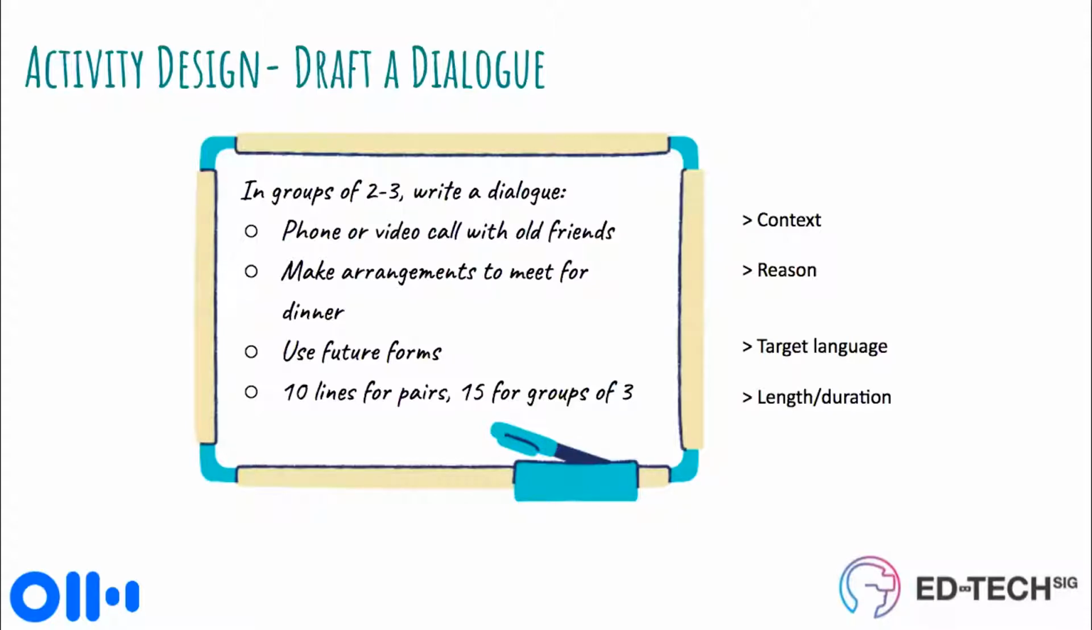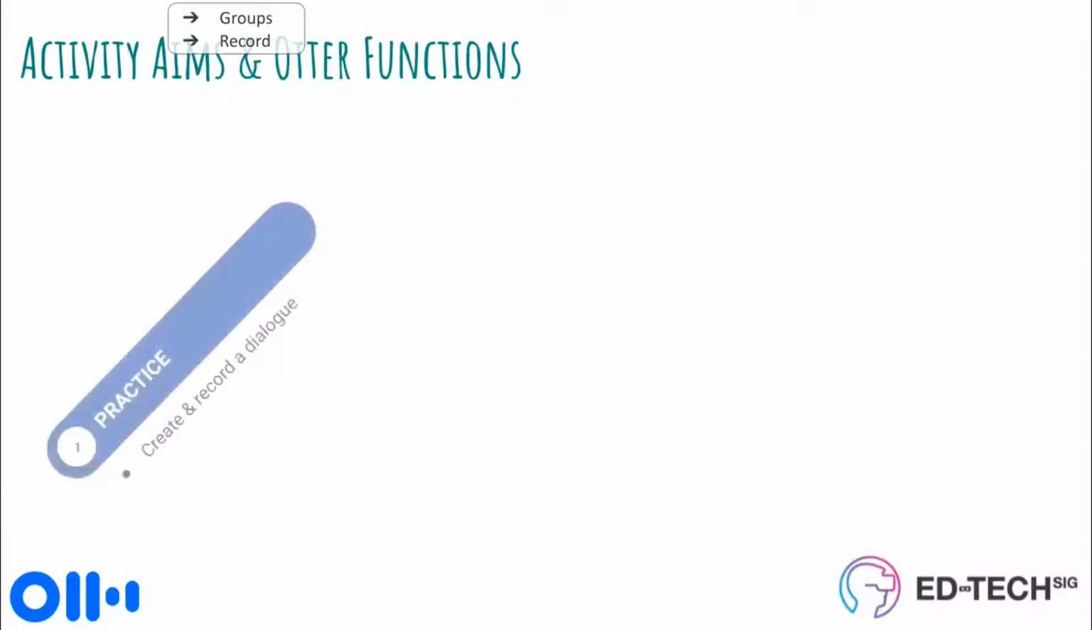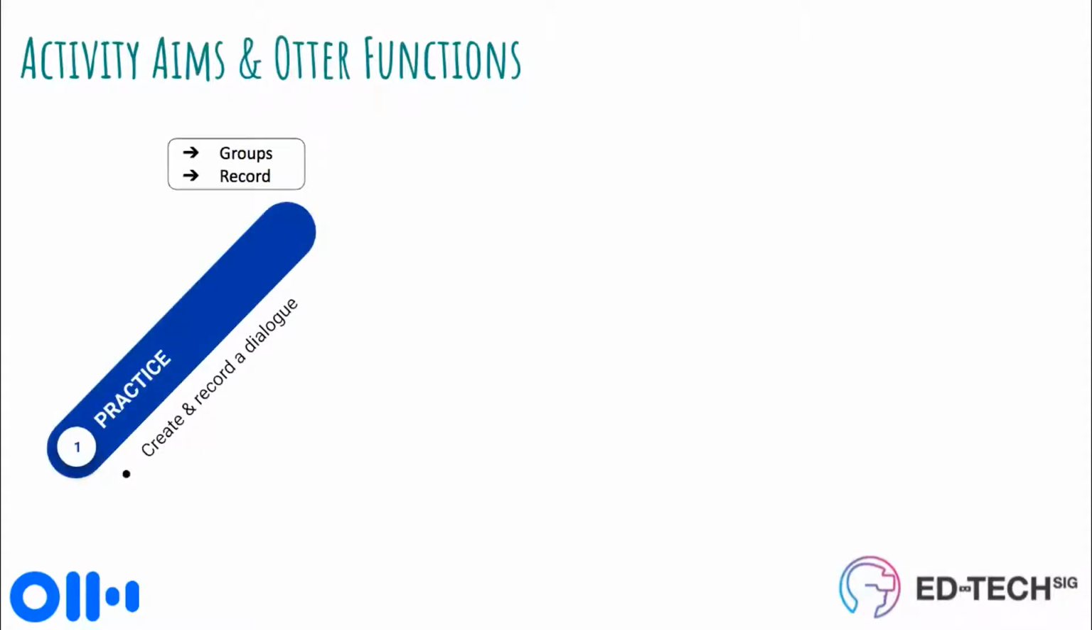It's perfect for low-level classes. However, this task can be adapted for any learner type or level or even class type. So I'll move on now to a quick overview of the task, and just have a quick look at the relevant Otter functions that I use to achieve each stage of the task. The task itself starts with practice.